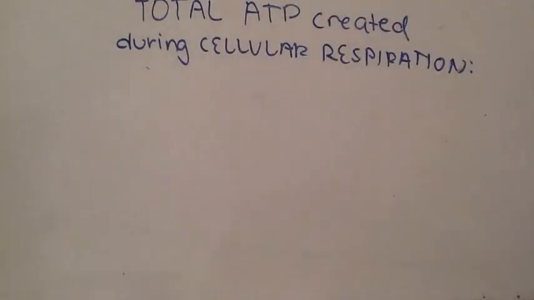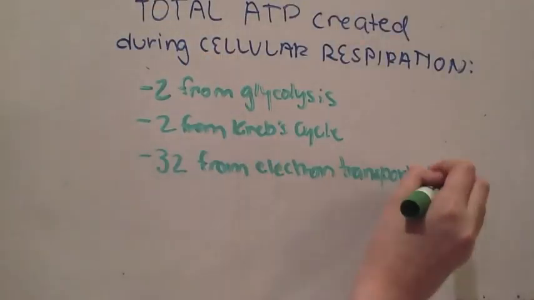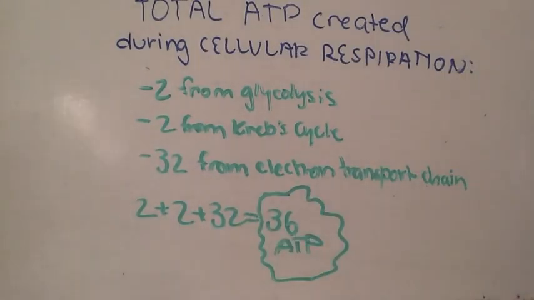Let's look at our total ATP count. We have 2 from the glycolysis, 2 from the Krebs cycle, and 32 from the electron transport chain, giving us a total of 36 ATP, as seen in the equation here.